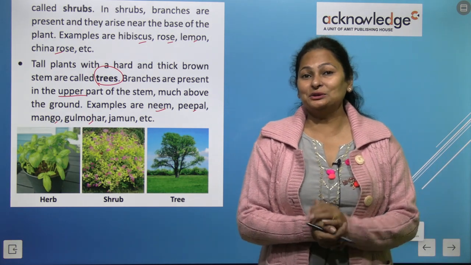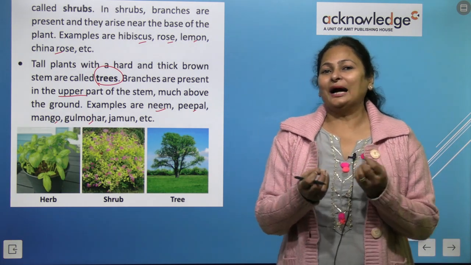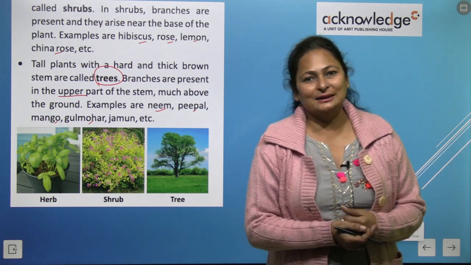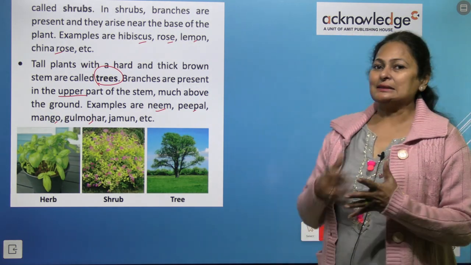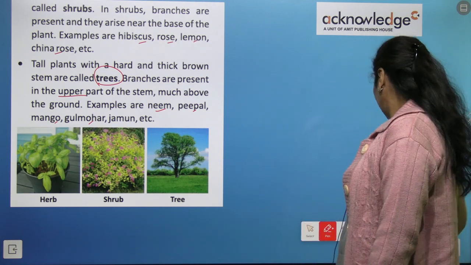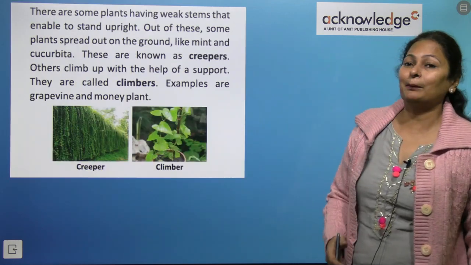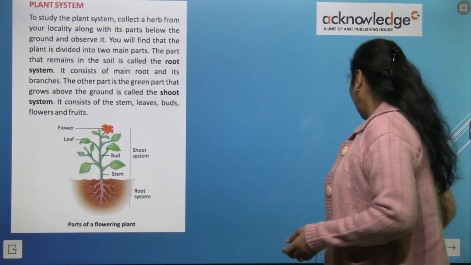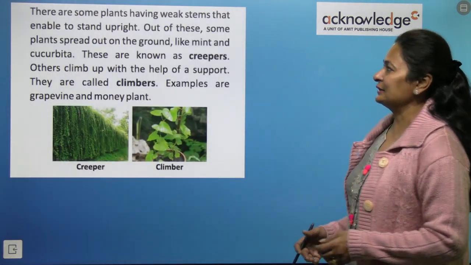The list is huge. We already know that more than 2,50,000 varieties of plants are there, right? So the list is huge, right? Now we will learn about the next category, which is climbers and creepers, right?